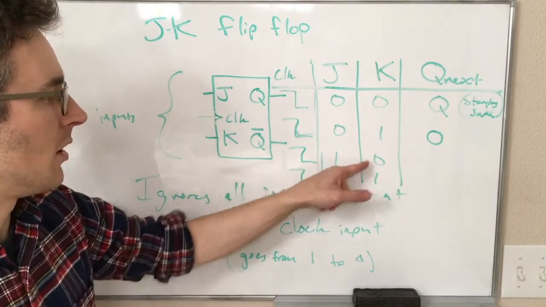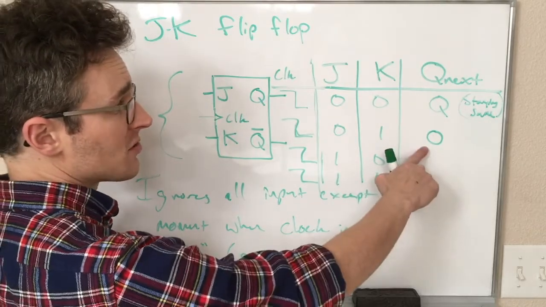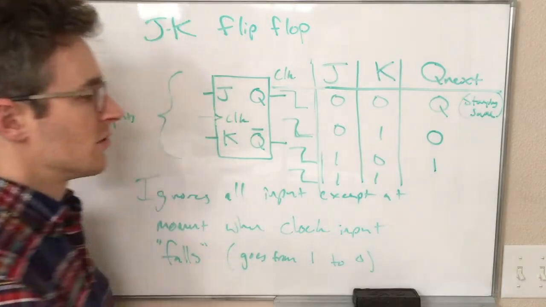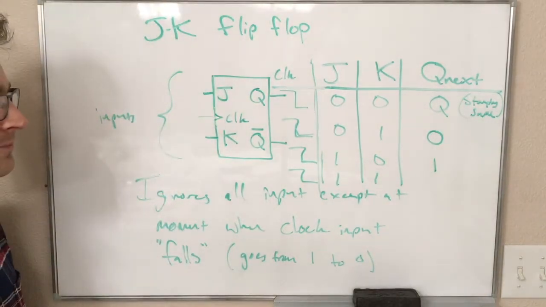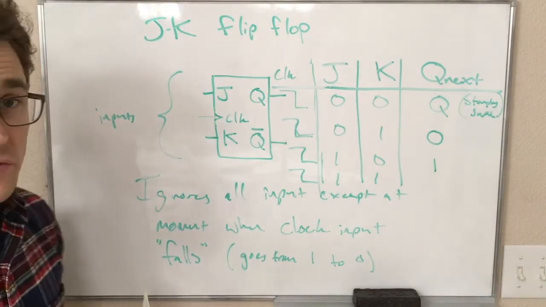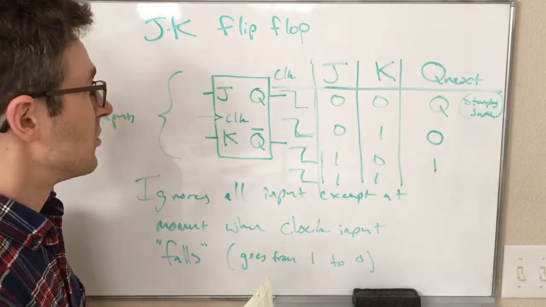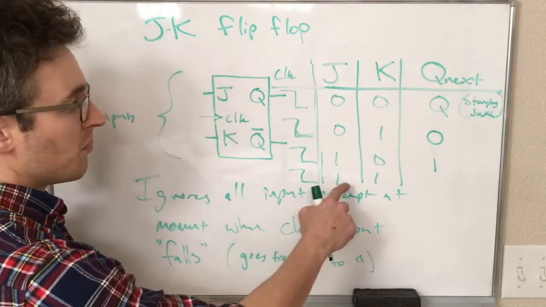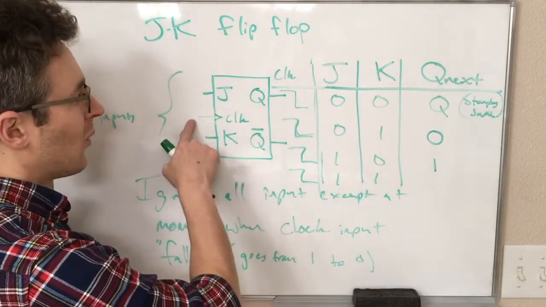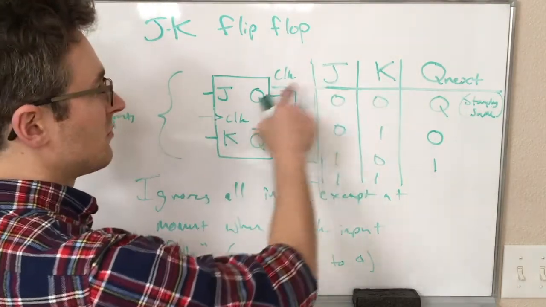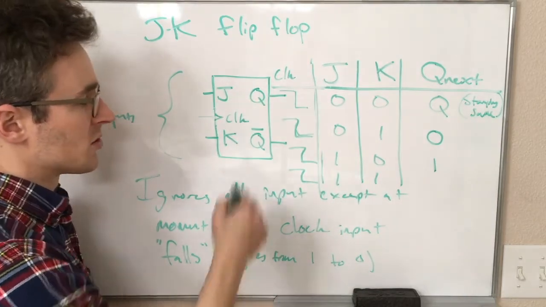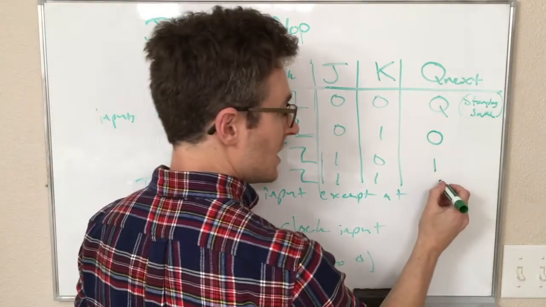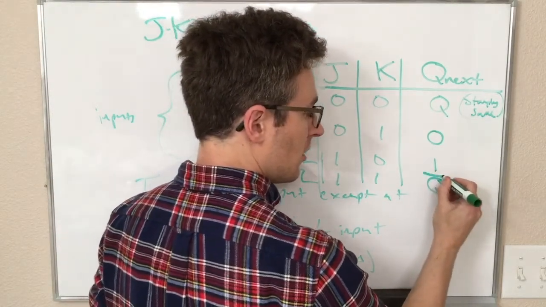When J is on and K is off, it does the opposite of this. So no matter what had happened before, it sets the output to on. So it turns it on. And lastly, and this is the most interesting and most flip-floppy behavior, when both J and K are on, when the clock falls, the next new value of the Q output is whatever its inverse was before.